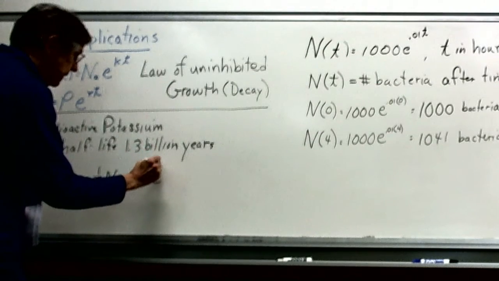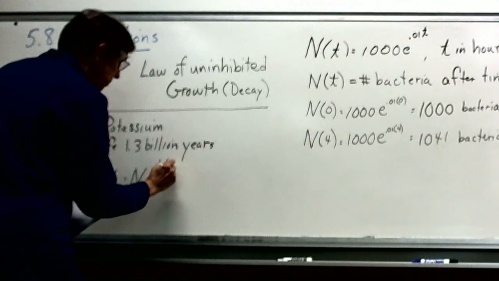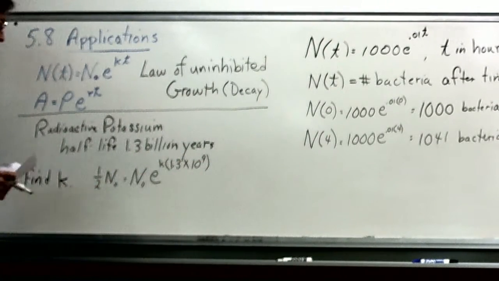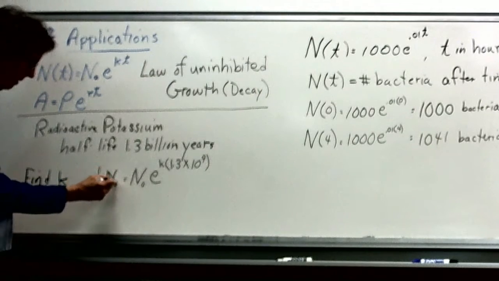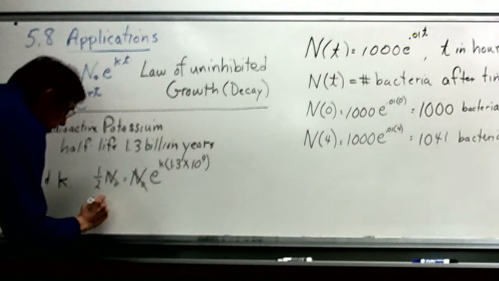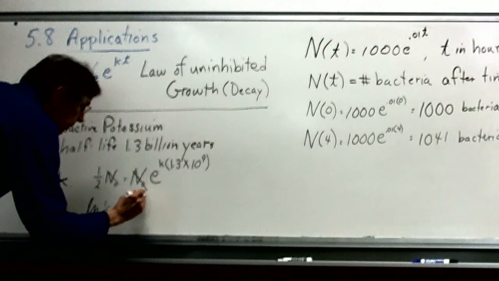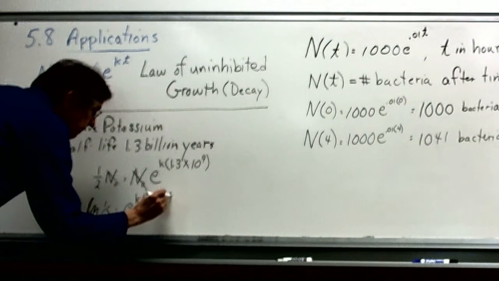1.3 billion years, so that's k, the unknown in this particular part of the problem, times 1.3 times 10 to the 9th years. So 1.3 billion is 1.3 times 10 to the 9th. Well, divide by N naught, and then we can change to natural log form once again. The natural log of 1/2 is going to be equal to e to the k power 1.3 times 10 to the 9th.